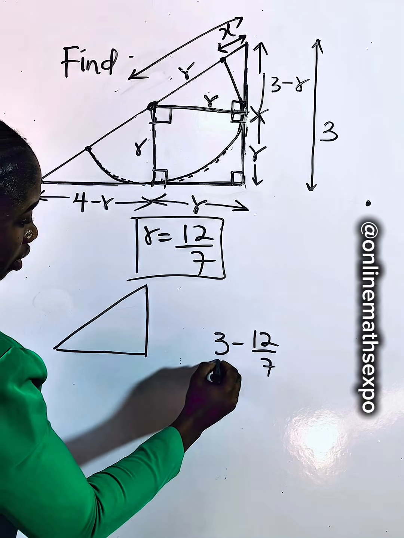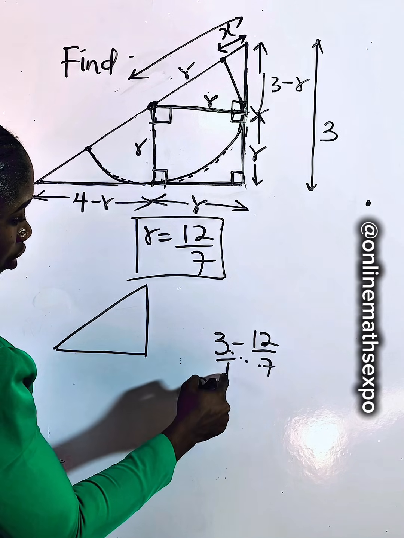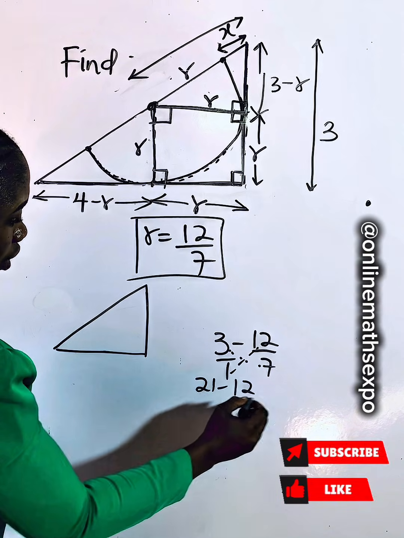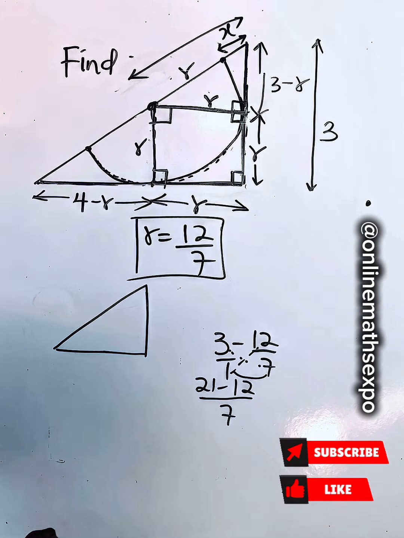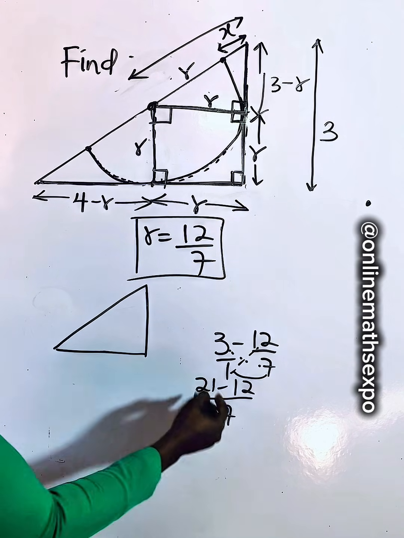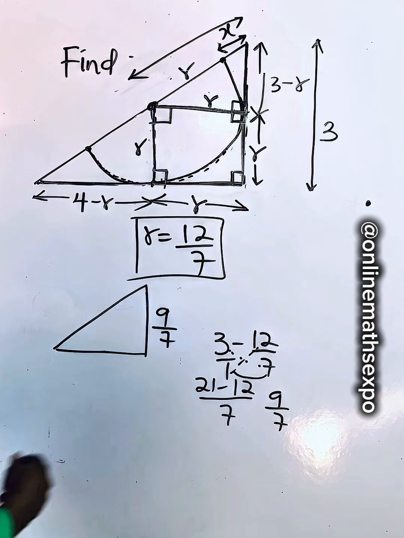Let's subtract this. This is over 1. Use this to multiply, it gives you 21. Then use this to multiply this, it gives you 12. Multiply the denominator is 7. So 21 minus 12 gives us 9. So it's going to be 9 on 7. So it means that this side is 9/7.